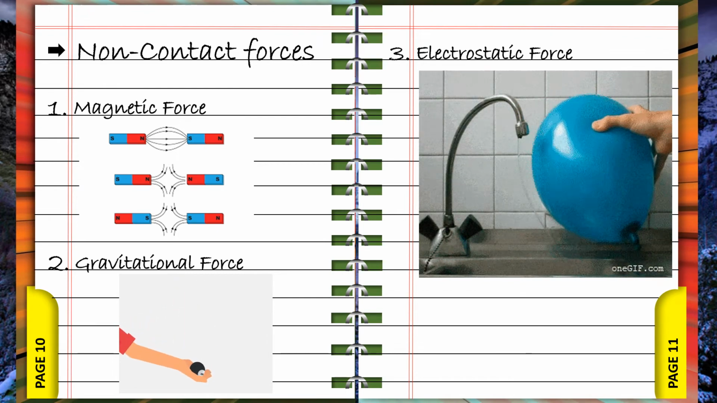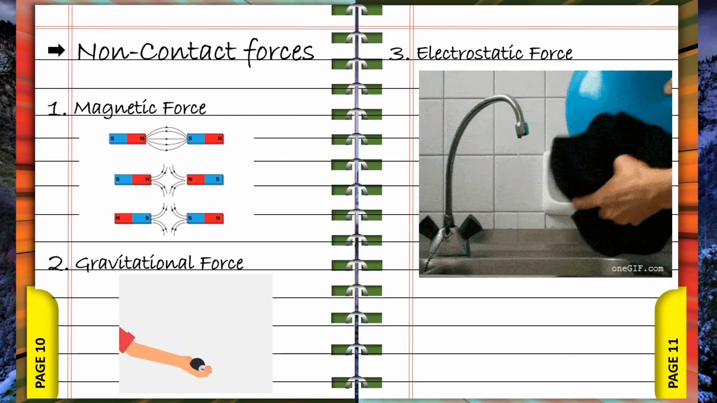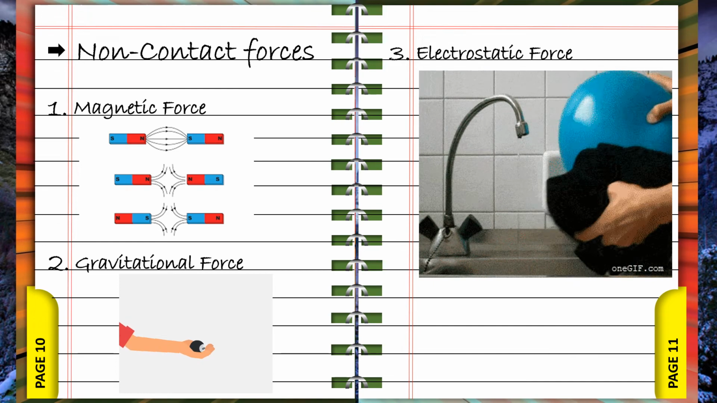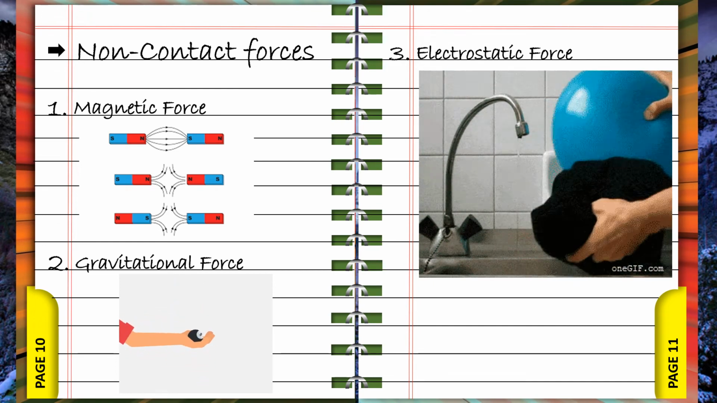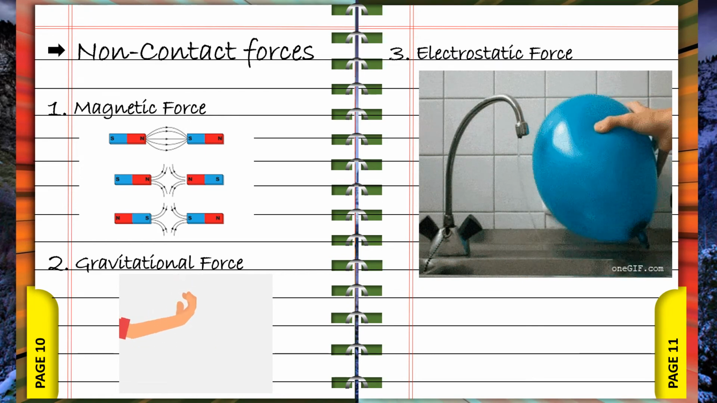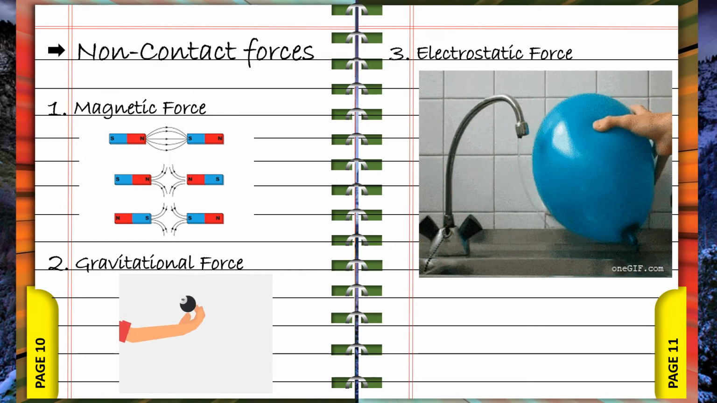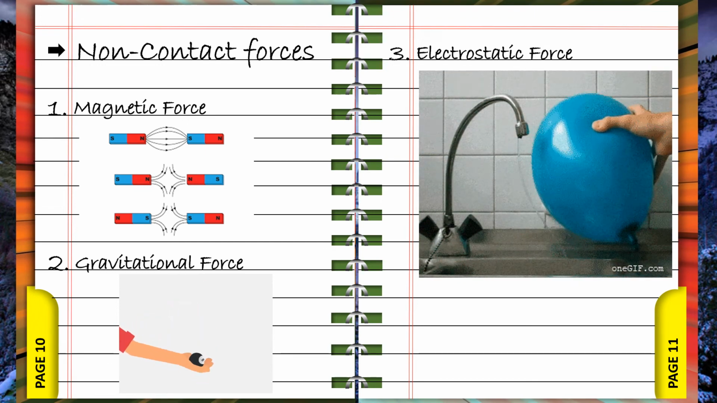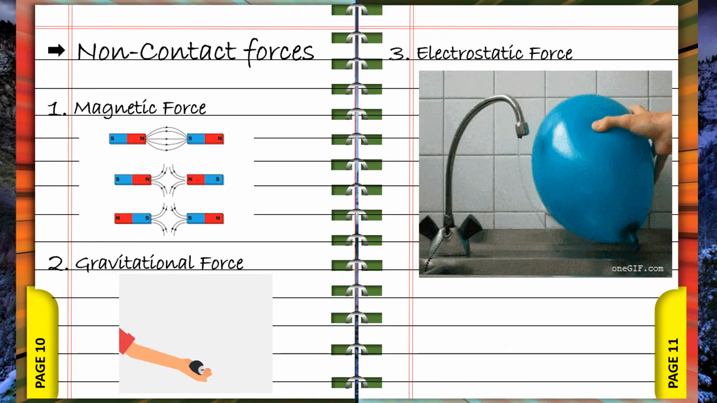Next, the electrostatic force. Here, when the balloon is rubbed with a woolen cloth, it becomes charged, and when this charged balloon is brought near the water, the water is attracted towards the balloon. Here also, the balloon and the water are not actually in contact, so they are called non-contact forces.